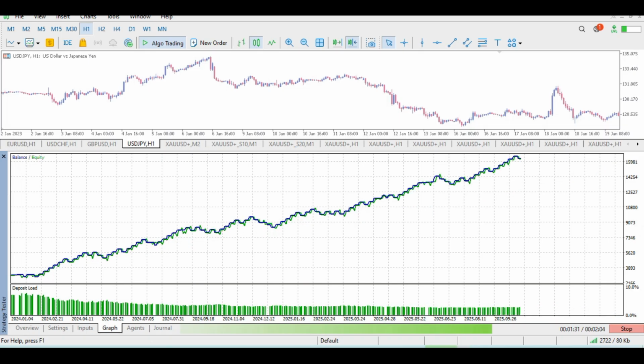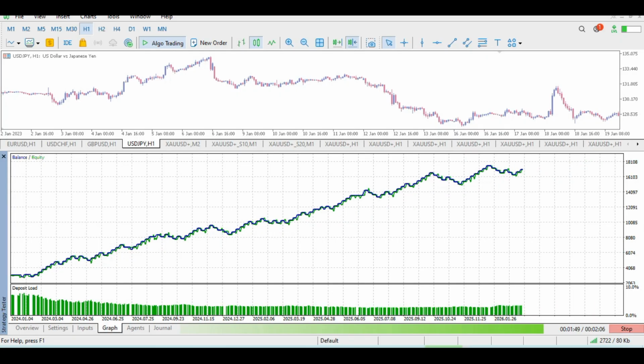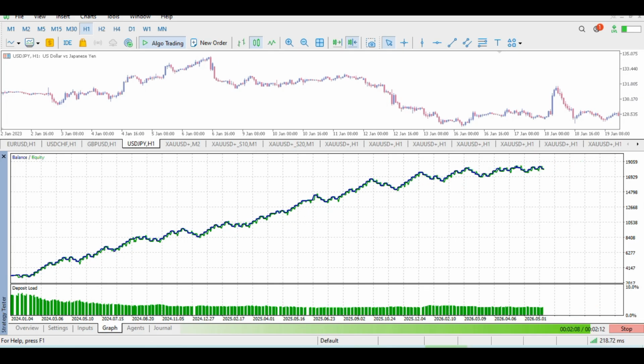But for now, you're seeing the result without any lot size increase. That means all the profit could be withdrawn as it's earned, and it wouldn't affect the final result at all because you're not trading with earned funds. You're trading with your original lot size the whole time.